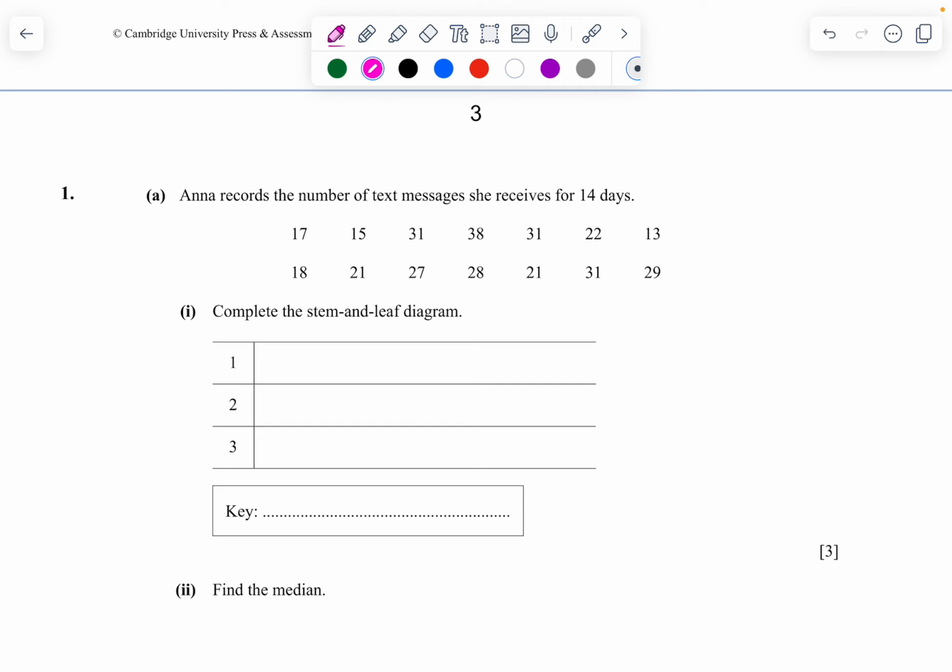Anna records the number of text messages she receives for 14 days. Complete the stem and leaf diagram. Under tens, what are the numbers? I can see the numbers are 13, 15, 17 and 18: 3, 5, 7, 8. And similarly for the 20s, what are the numbers? 21 twice, then 22, then 27, then 28.